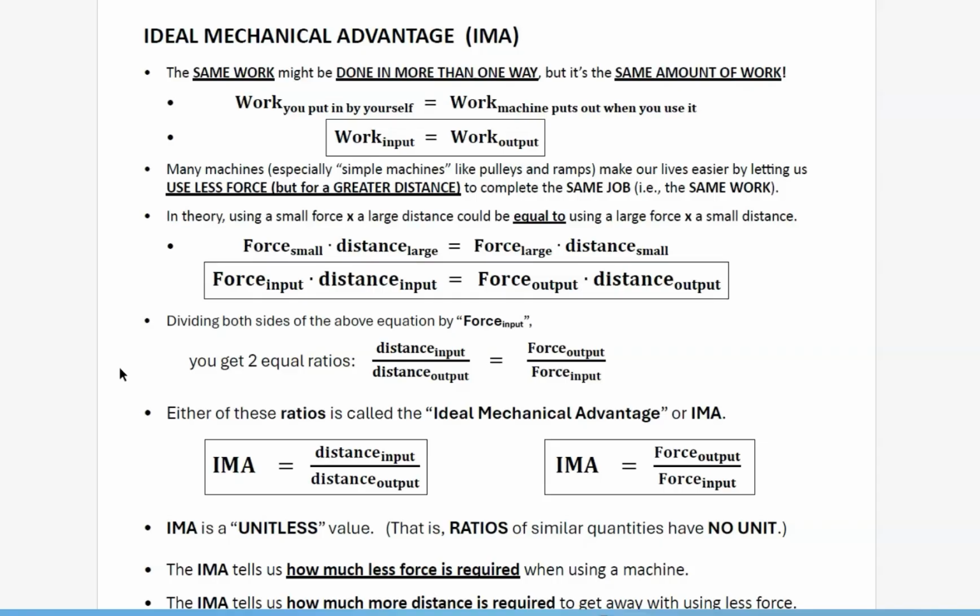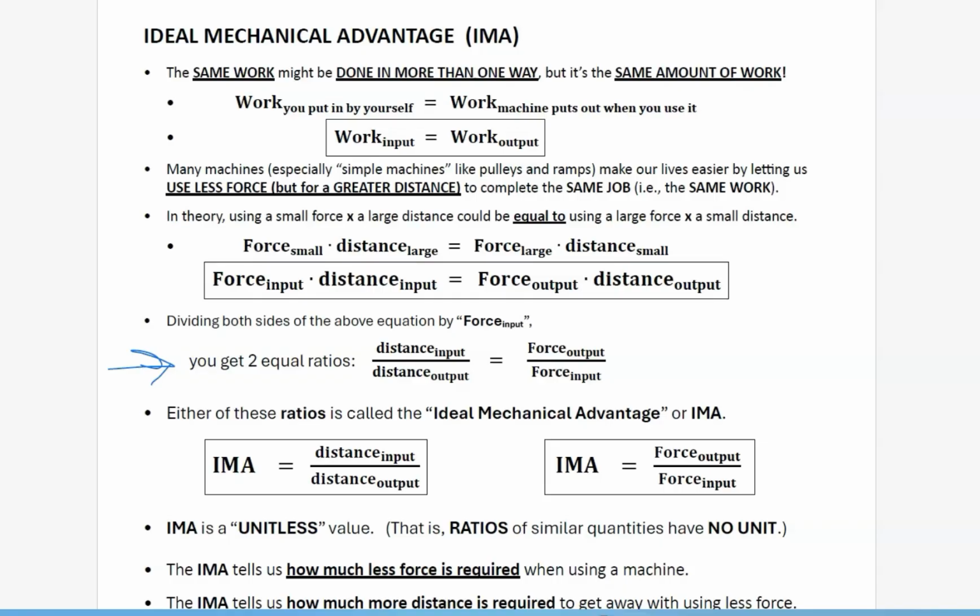Well, if you have this formula, force input times distance input equals force output times distance output, the one in a box here, you can just rearrange this equation, and you're going to end up with this new equation right here that is basically two ratios. Input distance over output distance equals output force over input force. So you notice they're reversed from each other. Well, these two ratios are a constant called the ideal mechanical advantage, IMA. So the IMA is equal to both of them.